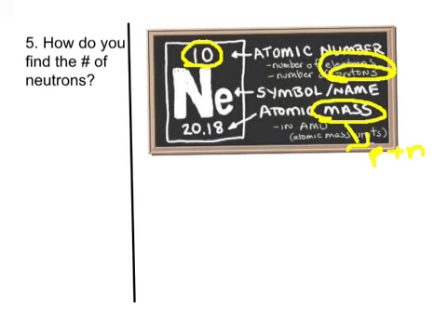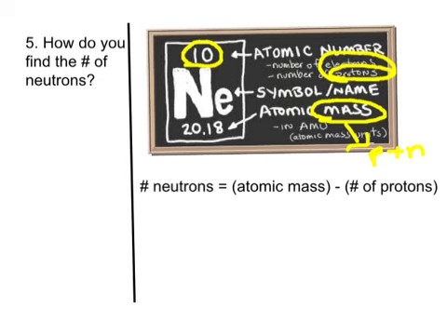So let's put that in our notes. All right, there it is. The number of neutrons is equal to the atomic mass, which again is that bottom number right here, minus the number of protons, which is the top number. So, for example, in this one right here, it's 20. All right, we're going to take whole numbers, and we'll talk about why in the next notes.